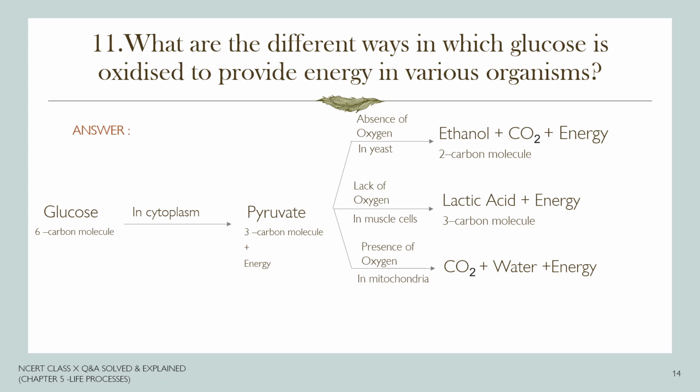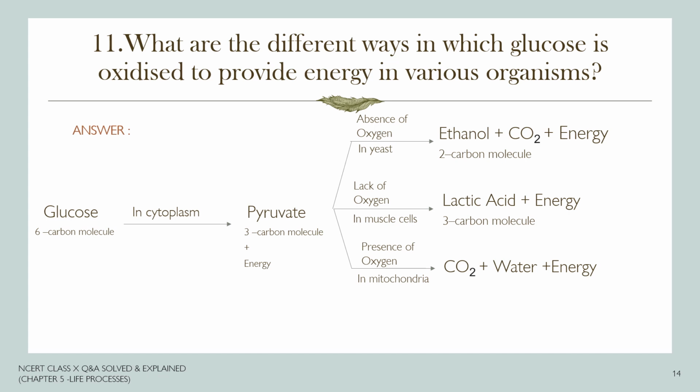What are the different ways in which glucose is oxidized to provide energy in various organisms? Now, glucose is a 6-carbon molecule. The first part of the respiratory reaction happens in the cytoplasm, where glucose breaks down into 2 molecules of pyruvate, each of which is a 3-carbon molecule. During this reaction, a little amount of energy is also released. But further breakdown depends upon the availability of oxygen.